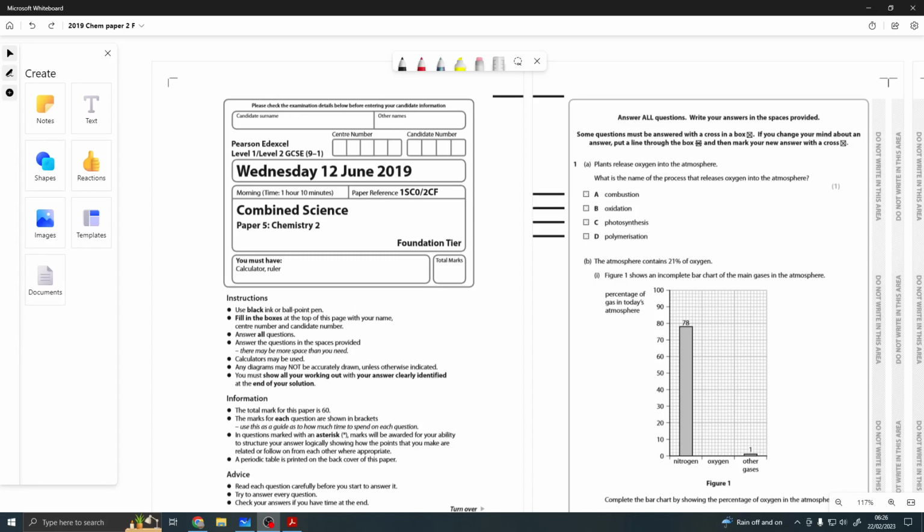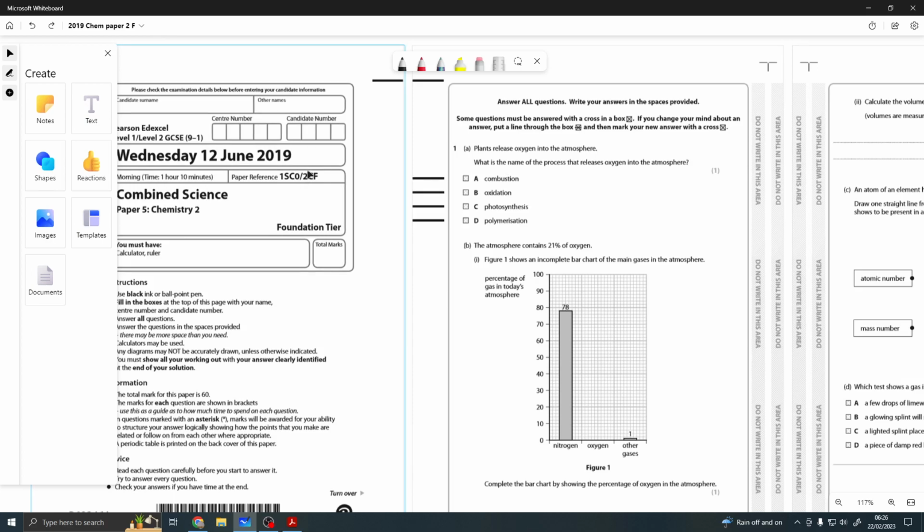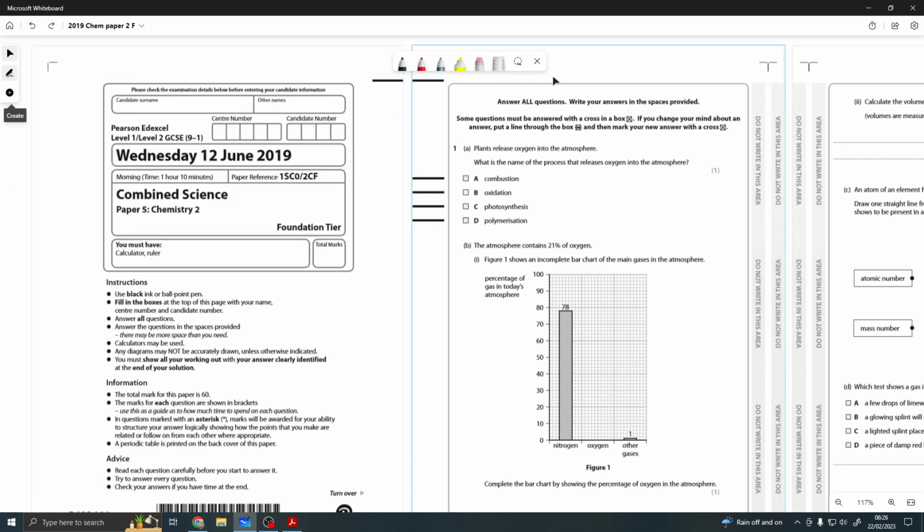Everyone, here we go. We are today talking about the June 2019 Combined Science Chemistry Paper 2 for the Foundation tier. Question 1 says, plants release oxygen into the atmosphere. What is the name of the process? What is the name of the process that releases oxygen to the atmosphere?